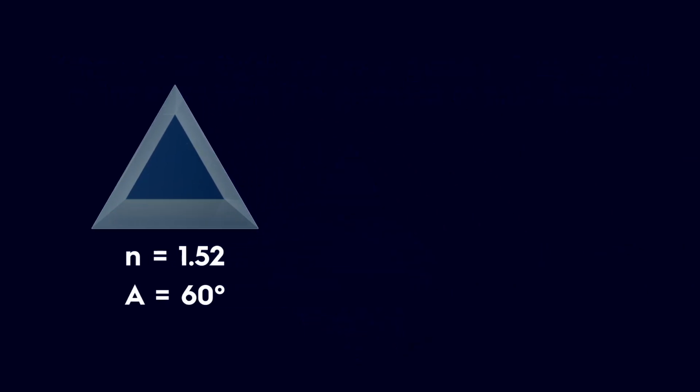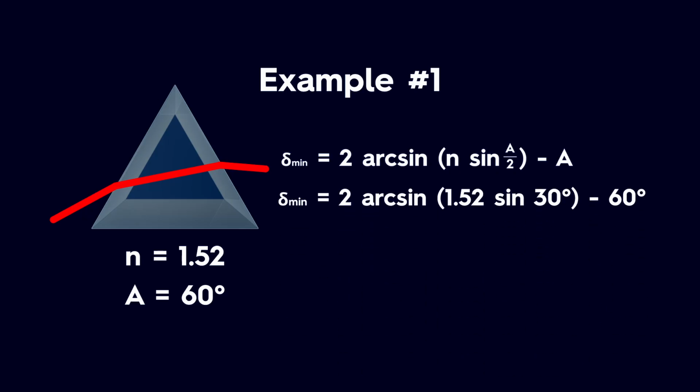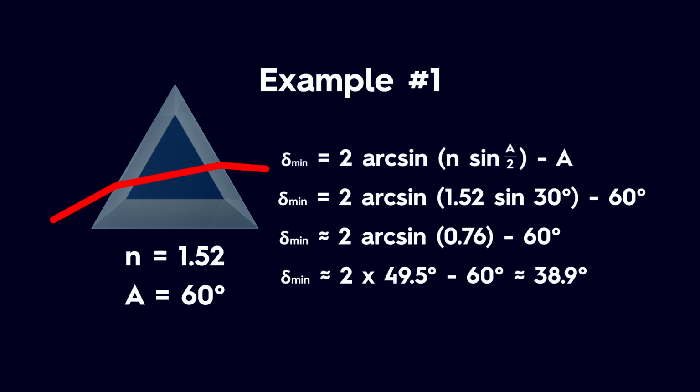Let's practice the minimum deviation equation with some numbers. Suppose a glass prism has a refractive index 1.52 and an apex angle of 60 degrees. Delta minimum equals 2 times arcsine of n times sine of A over 2, minus A. Multiply 1.52 by sine of 30 degrees to get 0.76. The arcsine is about 49.5 degrees. Double it and subtract 60 to get about 38.9 degrees.